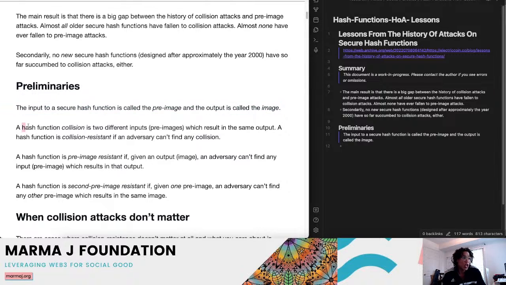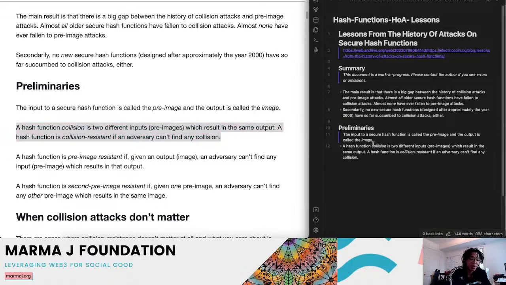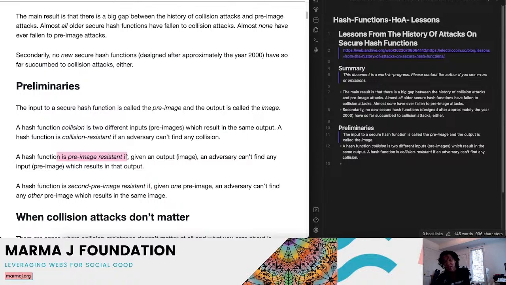So a hash function collision is two different inputs, pre-images, right? Which result in the same output. So you found a collision. You found a way to take two different inputs and get the same output, which is a big no-no if you're using a hash function. A hash function is collision resistant if an adversary cannot find a collision. To me, very straightforward, simple enough. You want this hash function to only map one input, which is the pre-image, to one output, which is the image, and you don't want to be able to find two pre-images that map to the same image. That would be bad. A hash function is pre-image resistant if, given an output image, right?